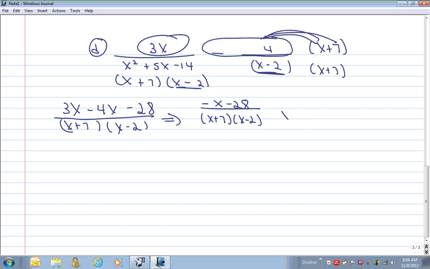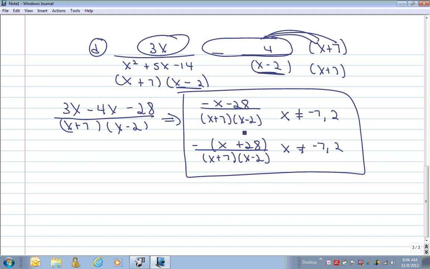I do want you to write your restrictions. Your x values could not be negative 7, nor could they be positive 2. If you want to factor out the negative in the top, you would have a negative on the outside and you would change it to x plus 28 in the parentheses. So if that's your preference, I'm okay with that as well. Again, your restrictions would be the same, negative 7 and 2. So either one of those would work. That's a preference there, but I'm fine leaving it just as it was. All right, let's go on to part E.